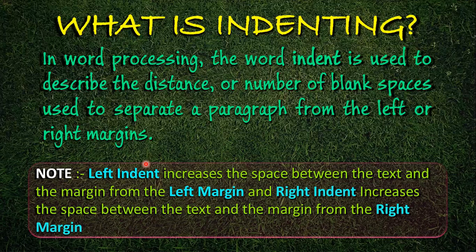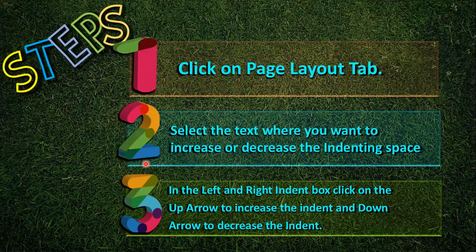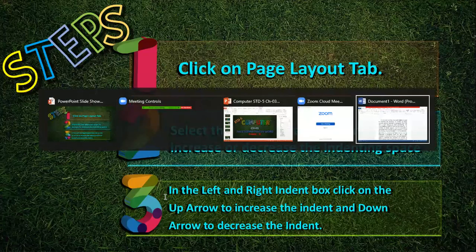So let's see the steps for how we can use the indentation option. The first step is to click on the page layout tab. The second step is to select the text where you want to increase or decrease the indenting space. You need to select that text before you increase or decrease the indenting space. Otherwise, the whole document will have that indentation space. In the left and right indentation box, click on the up arrow to increase the indent and the down arrow to decrease the indent. So let's see how it works. For that, we need to open the MS Word application. So let's jump to the MS Word application.